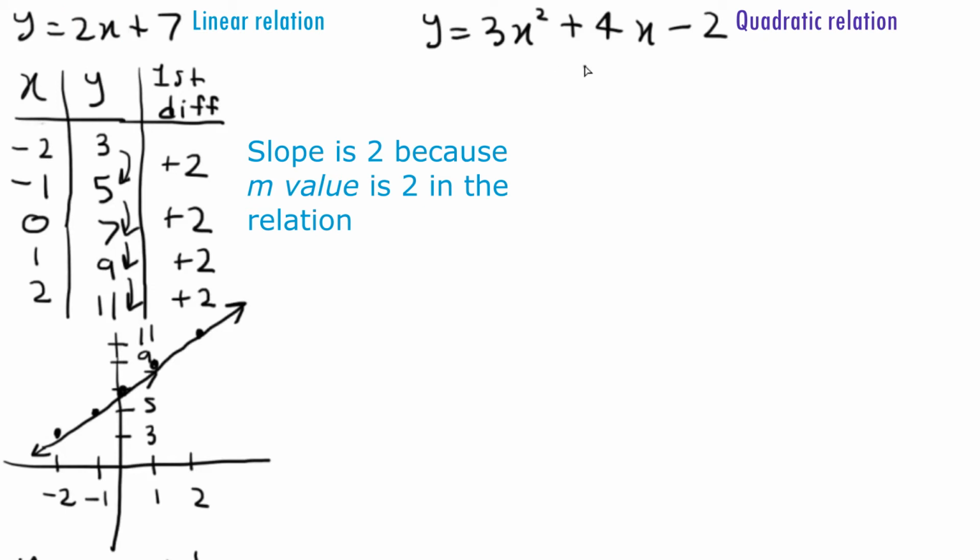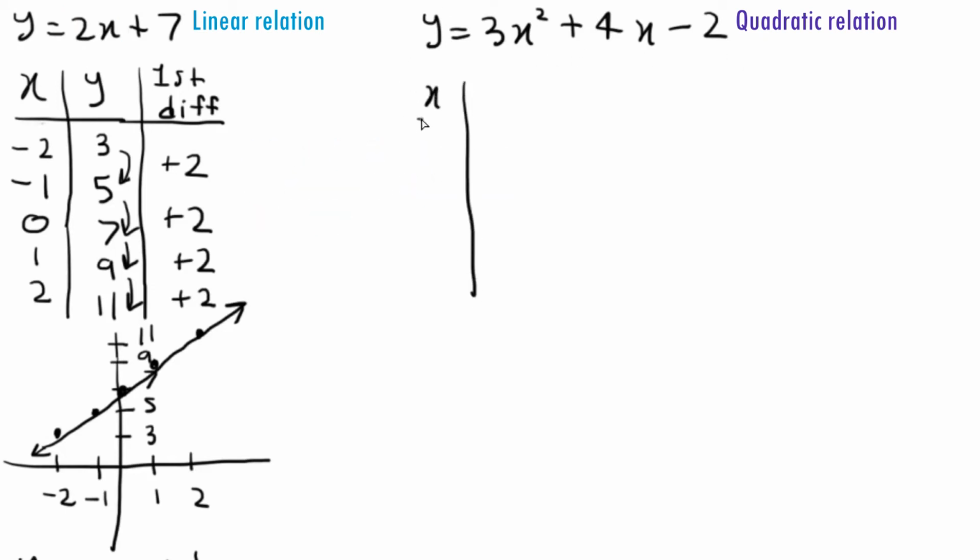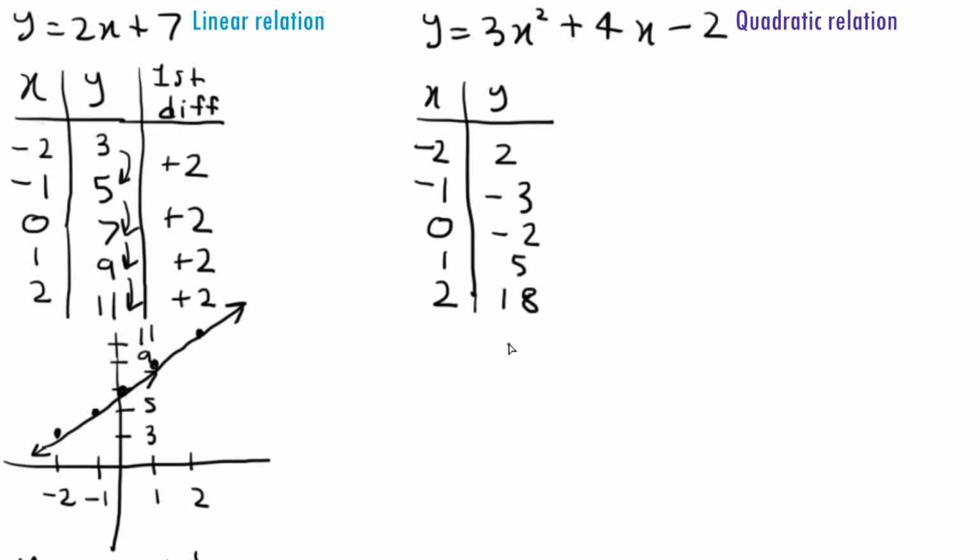Now let's take a look at graphing this. So I'm going to do the same thing, and I'm going to pick the same values. And now I'm going to plug these in. Don't forget to do it in here and in here. And I'm going to get 2, -3, -2, 5, and 18. So let's try graphing that.